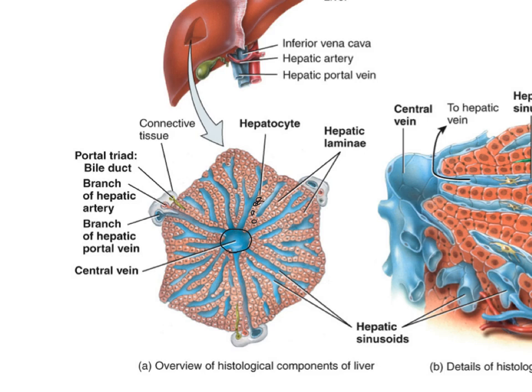Now, at the corners of our spokes, we have three things. The three things are known as the triad. Here we have one, a bile duct. We have a hepatic artery, followed by a hepatic portal vein. So, again, central vein in the center, triad at the end. Our spokes, if you think of this like a wheel, are going to be our hepatic sinusoids.